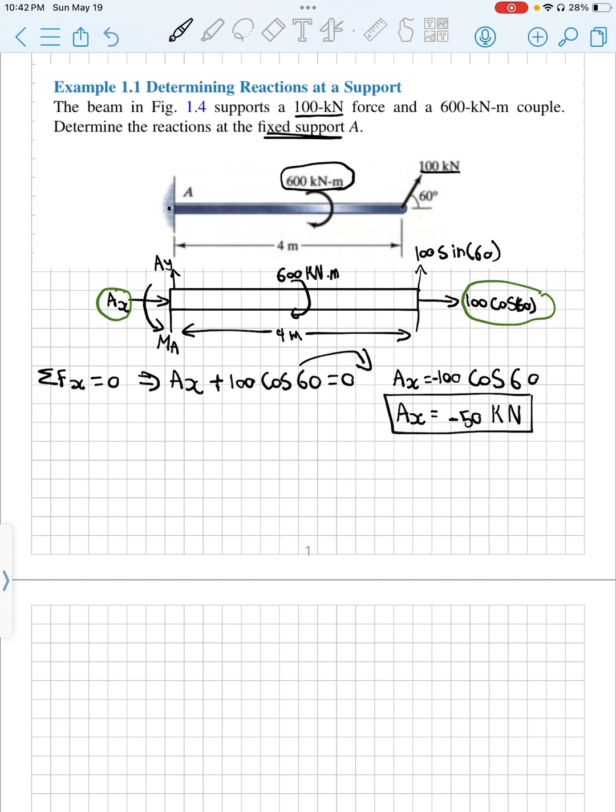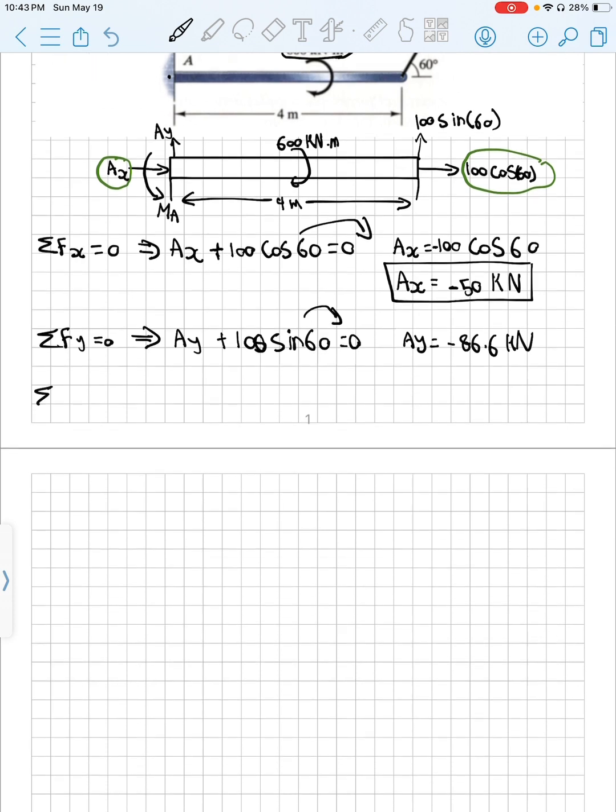Okay, so let's get the summation of y, the summation of Fy equal to 0. Same thing, both of them in the same direction. So Ay plus 100 sine 60 equal to 0. Now we know Ay equals negative, because the sign is going to be changed. And Ay, if we use the calculator, would be 86.6 kilonewton.